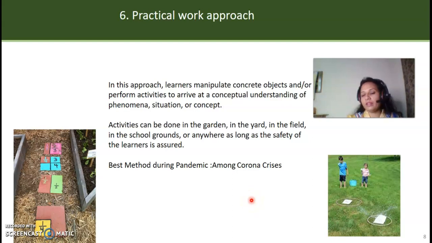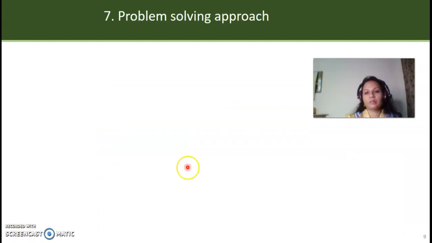Do you like this strategy personally, being a teacher? I personally like it, and one of the reasons is that during the corona crisis, the pandemic, this is the safest way of teaching the kids in open farms or fields or yards.